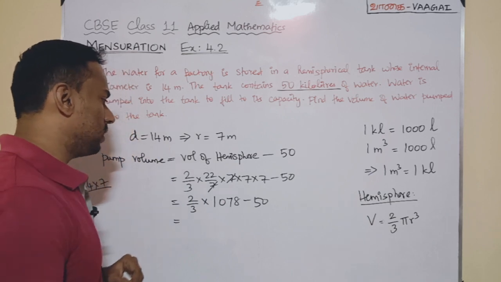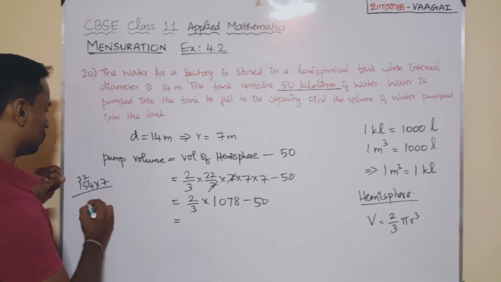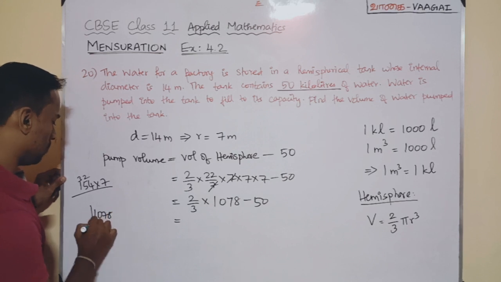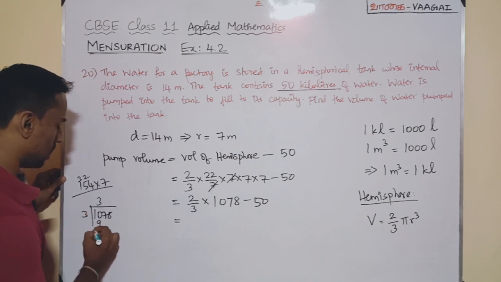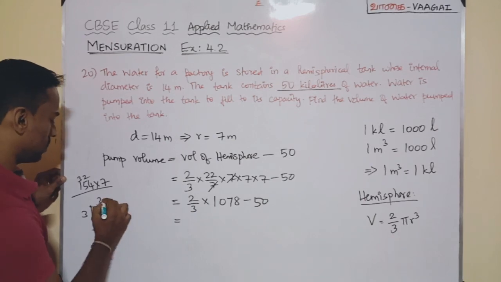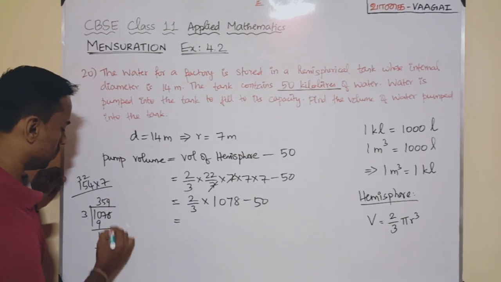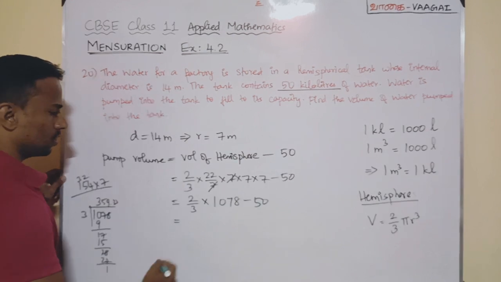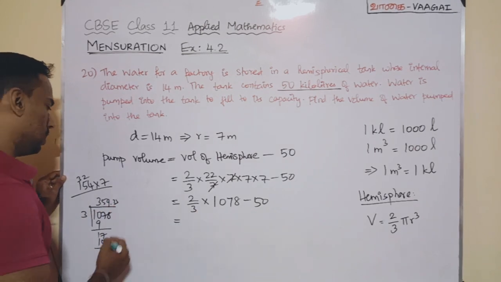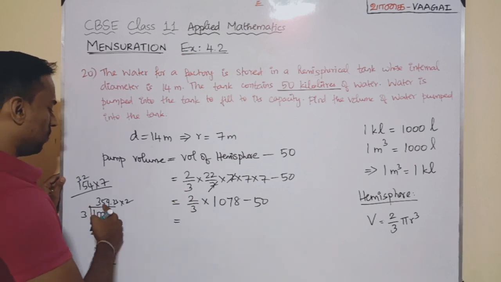Now we have to carefully calculate 2 by 3 of 1078. First I will divide this value by 3. By 3, if I divide, 3 3s are 9, balance is 1. So 17, 3 5s are 15, then 28, 3 9s are 27, and balance is 1. So after the point I will have 3 3, correct? So 2 by 3, first I'm dividing by 3, and this is what I got. Next I will multiply this value by 2, because I have to multiply by 2. So I will have 359.33.